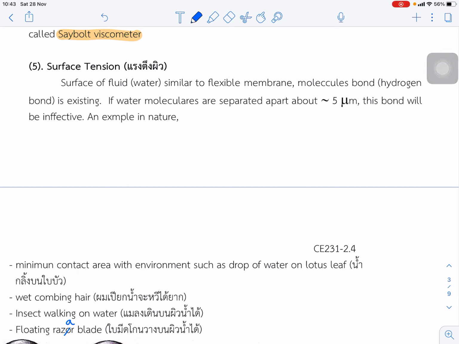Next property of fluid we call the surface tension, or แรงตึงผิว. The surface of fluid is similar to a flexible membrane. Molecular bond, hydrogen bond, is existing. If the water molecules are separated apart about 5 micrometers, this bond will be ineffective.